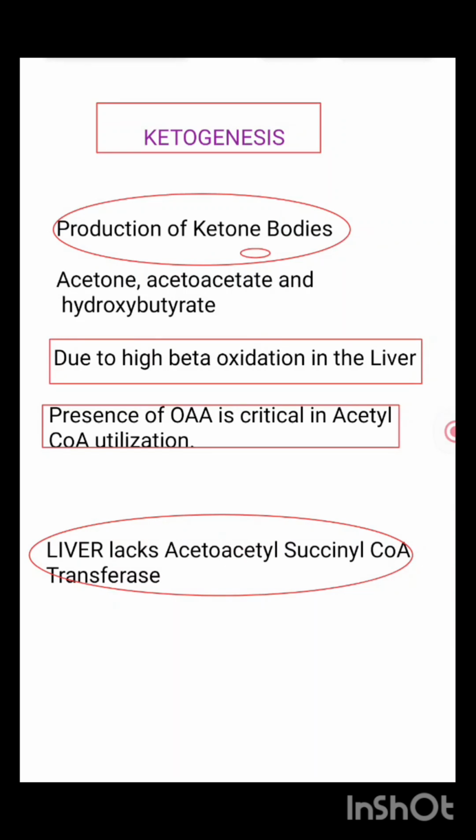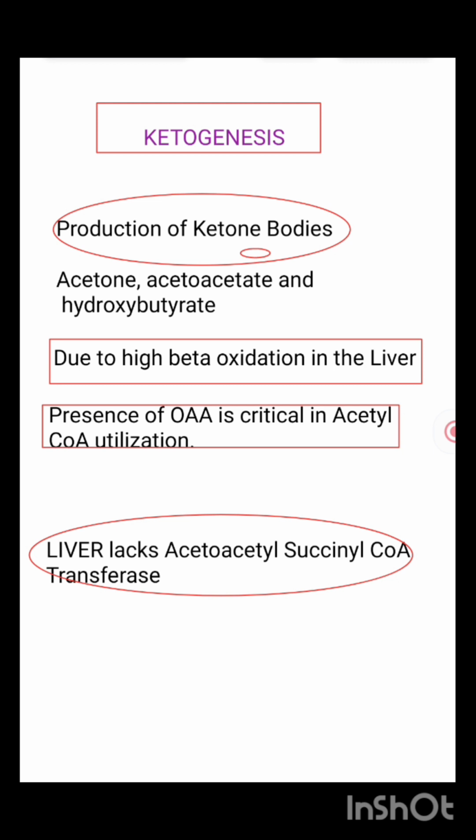Today we are looking at ketogenesis, the production of ketone bodies. And these ketone bodies are acetone, acetoacetate, and hydroxybutyrate. So this usually happens when beta oxidation is happening at a very high rate in the liver.